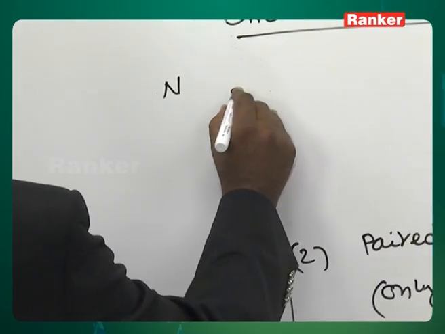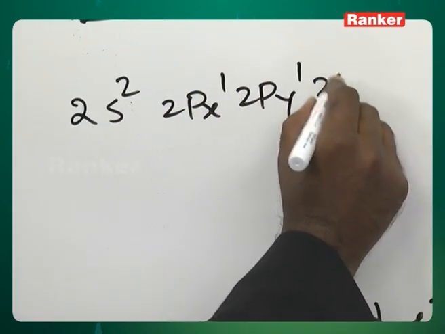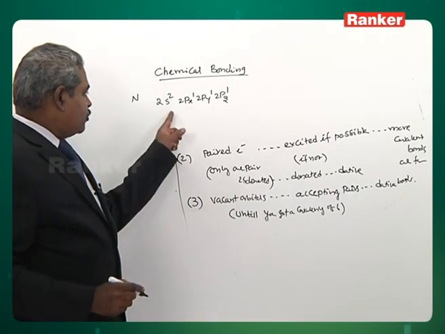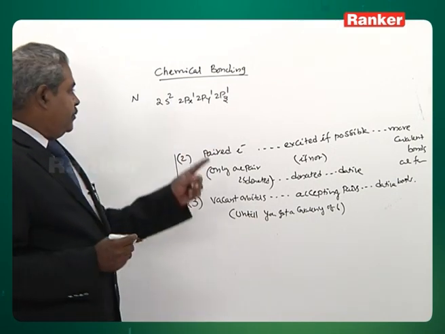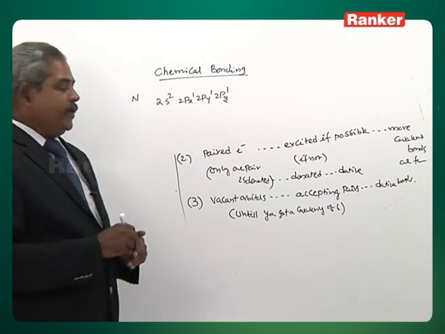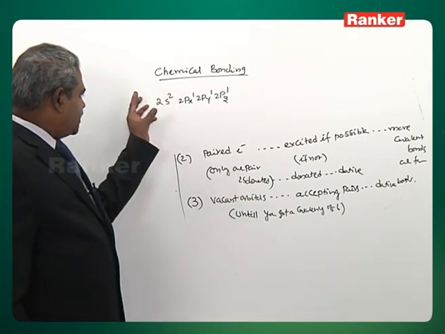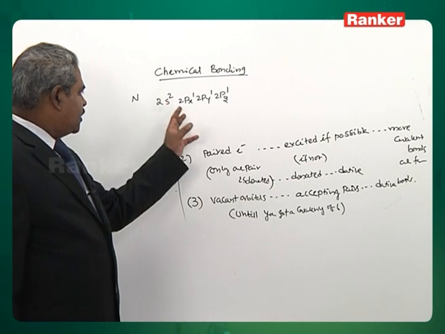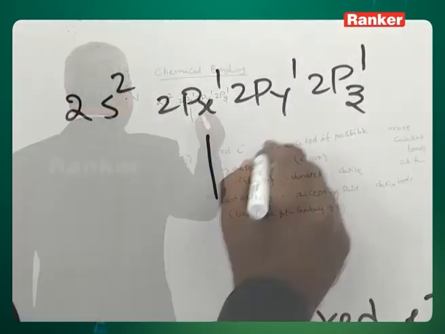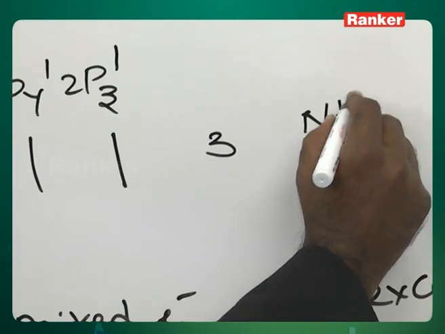Nitrogen: 2s2, 2px1, 2py1, 2pz1. It is important for you to write electronic configuration using Hund's rule. Means you should not write it as 2p3. 2p3 doesn't tell you anything. 2px1, 2py1, 2pz1, because now it is clear that nitrogen has 3 unpaired electrons, and these 3 unpaired electrons are used in sharing. So, nitrogen forms 3 bonds as in the case of ammonia.